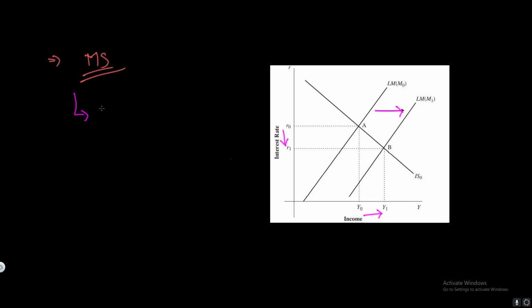When our LM curve shifts to the right because of an increase in money supply, our interest rate is going to fall. The interest rate would fall because our speculative demand and our transactional demand will increase simultaneously, because when the money supply increases, people have more money in their hands. So let's say my initial income was $100, and when the money supply increased, my total money in my hand in nominal terms would increase, let's make it $200.